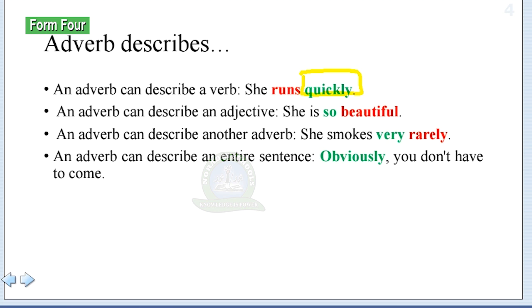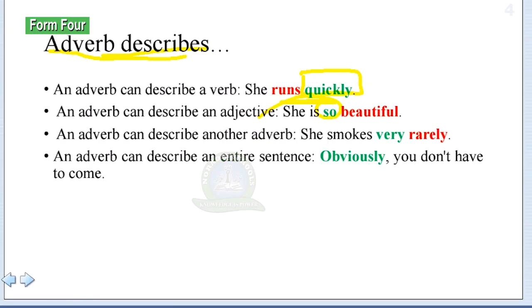An adverb can describe an adjective. She's so beautiful. The word so does two jobs. Number one, it's a conjunction. For example, it rained, so I stayed at home. That's a conjunction because it links the two clauses. But now it's not a conjunction. It's an adverb of degree because it intensifies the word beautiful. You can say she's beautiful, but she's so beautiful. This is adverb of degree because it emphasizes the beauty.